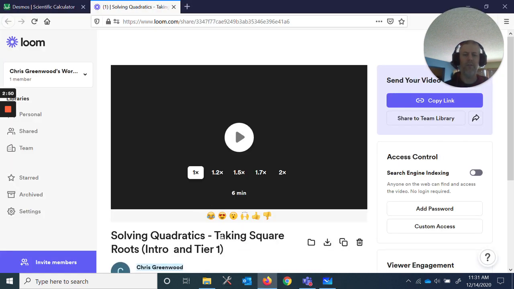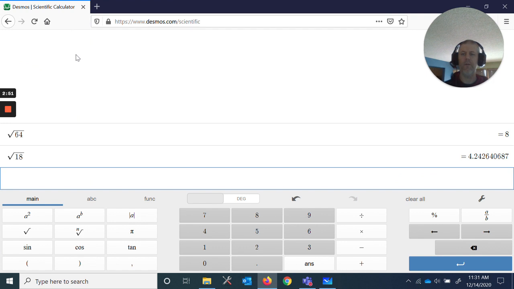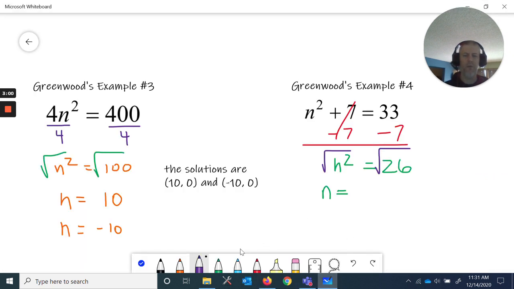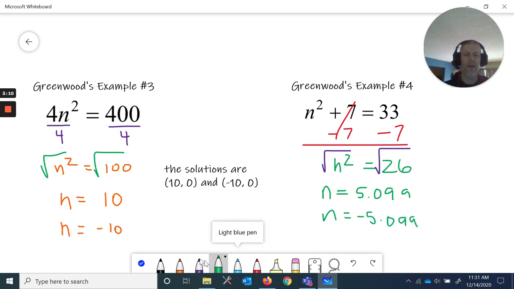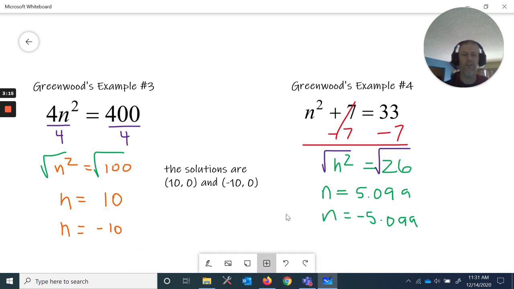our solution. So let's just get rid of that real fast. There's our answers from the last one. So we want square root of 26, and that's 5.099. And remember, we have two solutions, so we'll have 5.099, and we'll have n equals negative 5.099. And again, writing those as ordered pairs is nice, leads us to graphing.